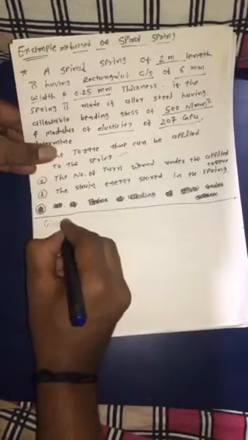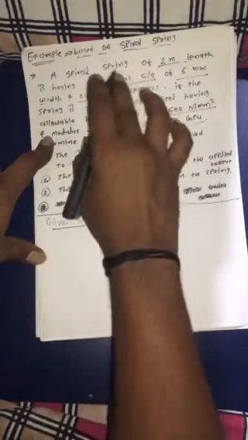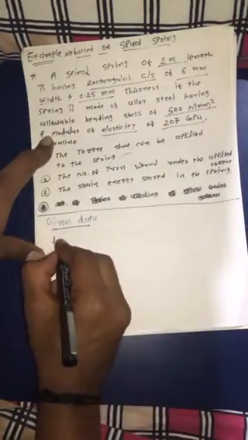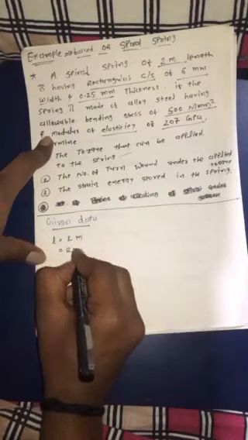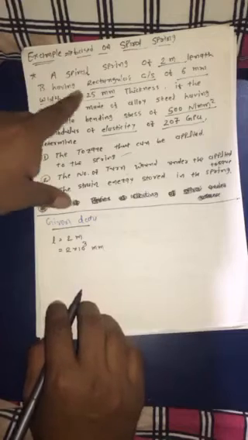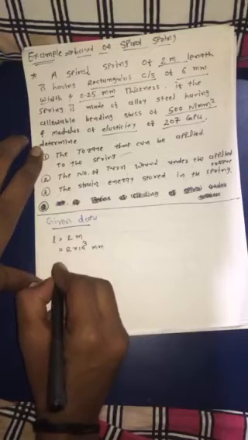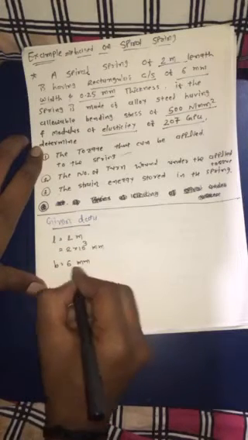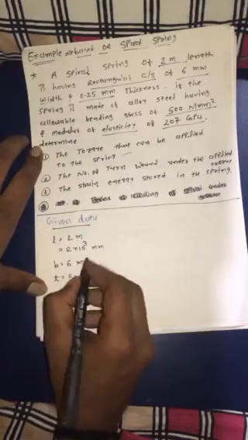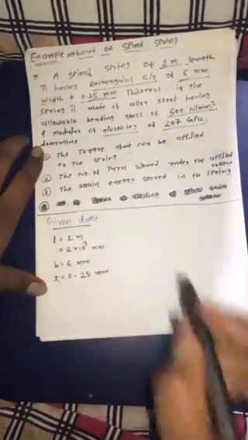First, given data. The spring length is 2 meter, so L is equal to 2 meter, which is 2 into 10 raised to 3 mm, right? It is having rectangular cross section, so that's why 6 mm width. B is equal to 6 mm and thickness is equal to 0.25 mm.